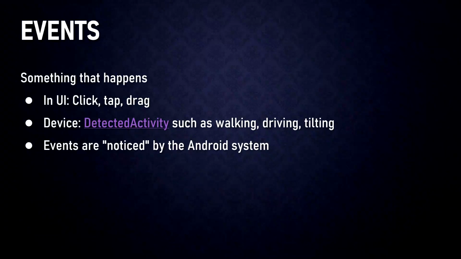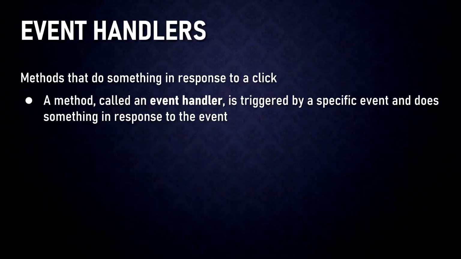A device can maybe detect activities such as when you are walking or driving, or different activities you are doing, by using sensors. Those things you have to specify using events. Events are noticed by the Android system. You don't know how it works, but the Android system by default notices these events and gives a notification or a user interaction for us.